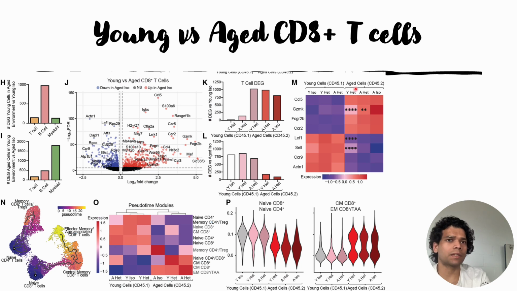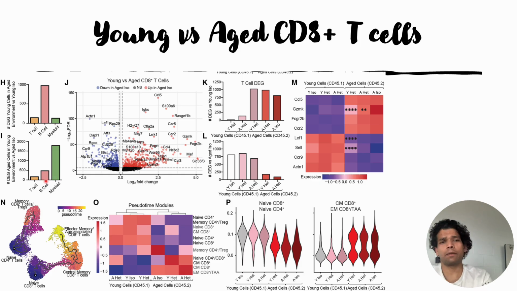In this video, we will continue our discussion about the CD8 plus T cells from the aged environment or the young environment. In panel H, they compare the differentially expressed genes of these young cells in the aged environment, and they see that B cells are significantly higher, whereas T cells and myeloid cells are low. When they checked the reverse condition, that is, differentially expressed genes in the aged cells in the young environment, they see that in the T cells there is no significant difference, but B cells go down and the myeloid cells go up.